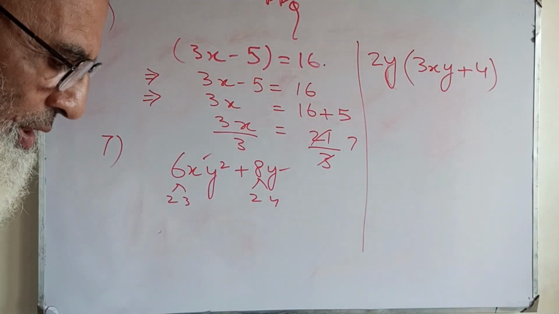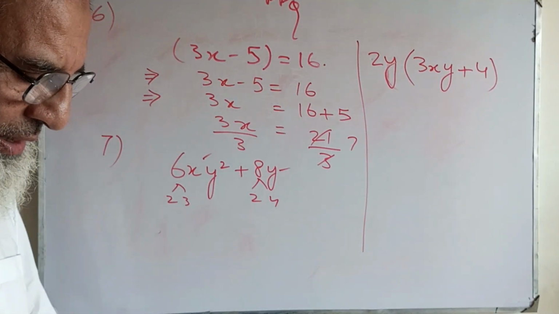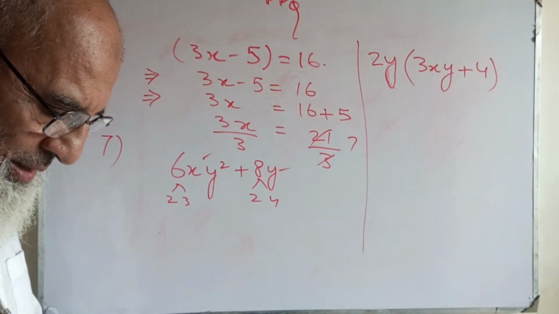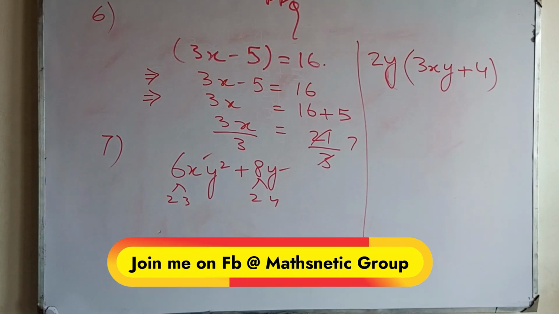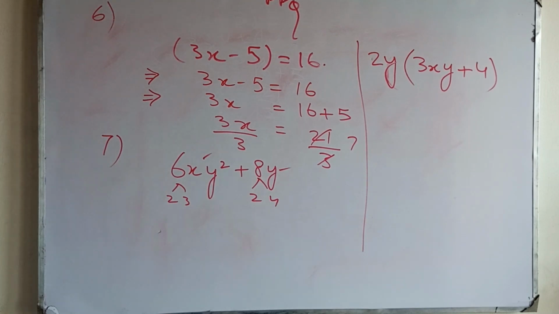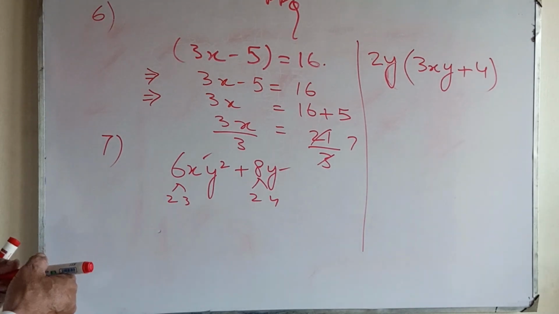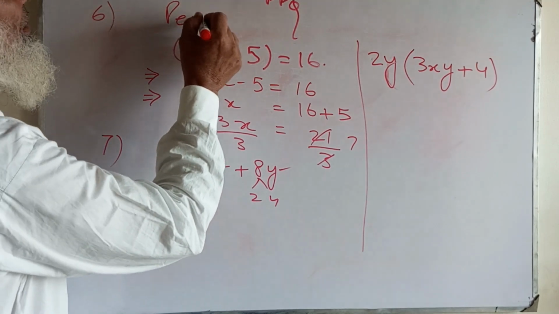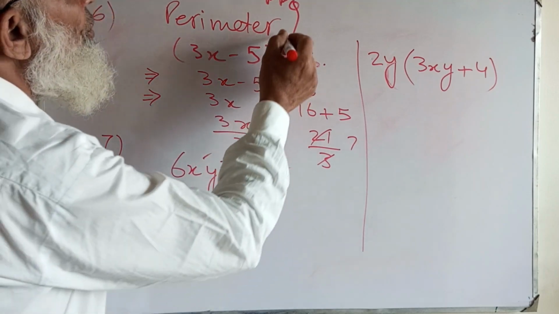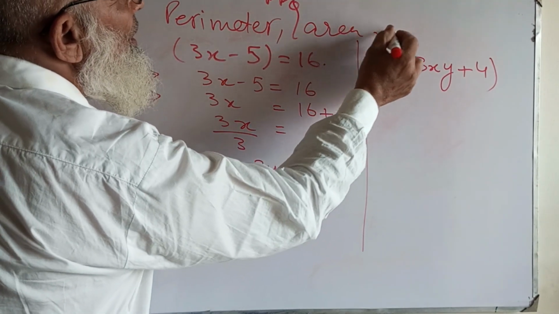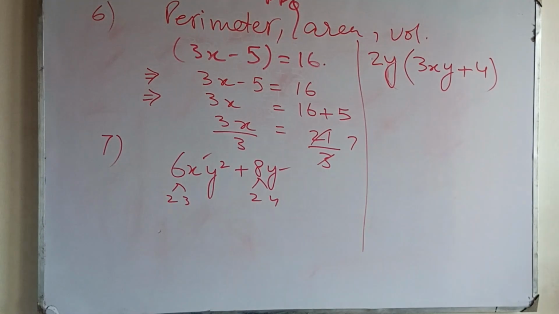So my dear students, the chapter and exercise has been concluded. I hope you have enjoyed this lecture and the lecture relating to question number 6. In our next chapter we'll be doing perimeter, area and volume. Very interesting chapter, area and volume. This is chapter number 7.